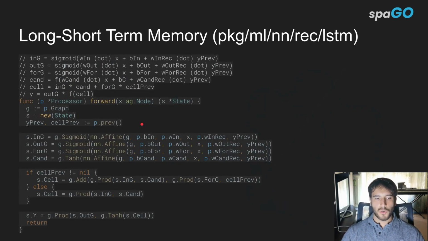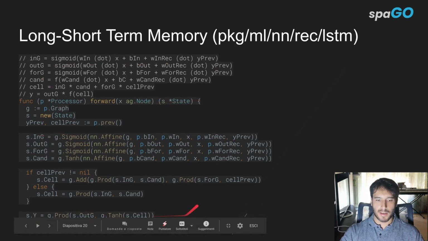I will not go into too many details for this slide. This is just to show how simple it is to transform equations. So your basic formula, in this case for the LSTM, the long short-term memory recurrent network inside spaGO. Basically, the same way you read this mathematical formula, you can read and understand the spaGO code at first glance.